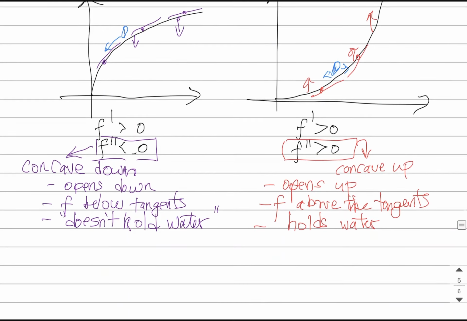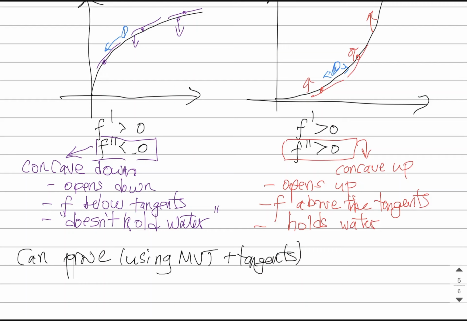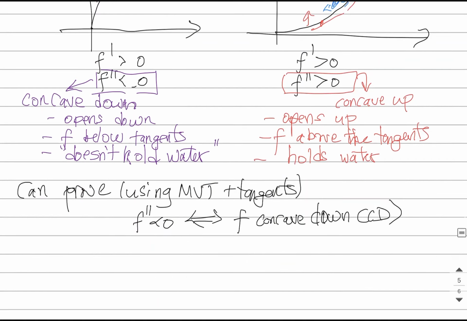Now, in terms of mathematics, we can prove, and again, we would use the mean value theorem and the idea of the tangents to this function, that if the second derivative is negative, that means that the original function is concave down, or I'll just call it CD. And if the function has a positive second derivative, we will say that the function is concave up, CU.